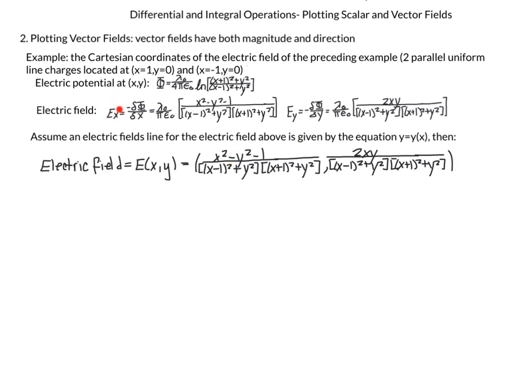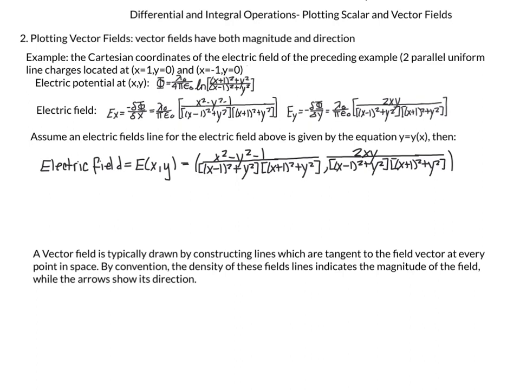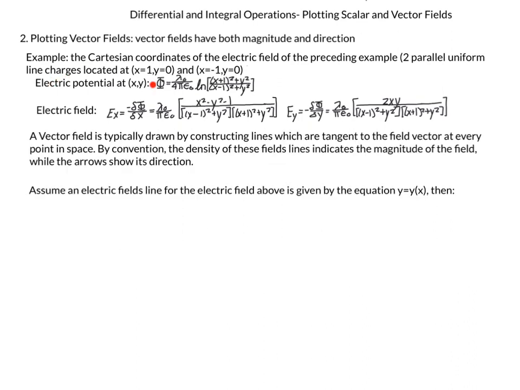So your book has this notated as the x coordinate is E sub x, and that's the negative partial derivative of phi with respect to x, and E sub y, the y coordinate, is the negative partial derivative of phi with respect to y. And rather than trying to plot this vector field, we're going to construct lines which are tangent to the field. So I've condensed this here. This was our electric potential, our original phi, our electric field. This is the x coordinate, this is the y coordinate.